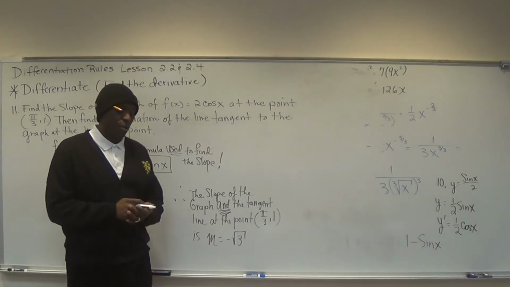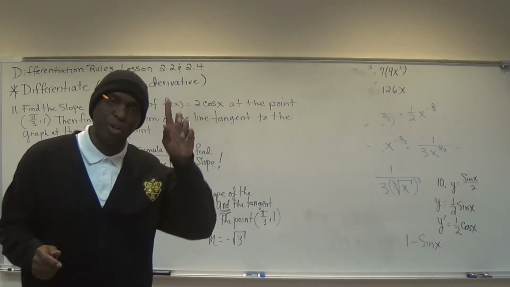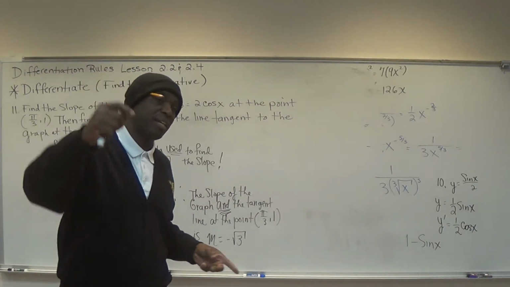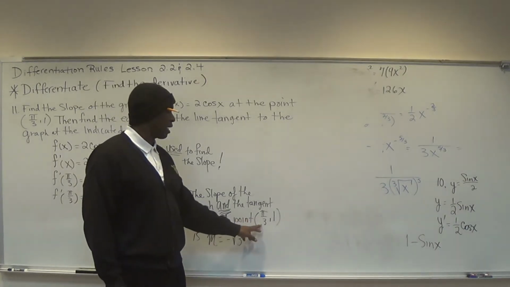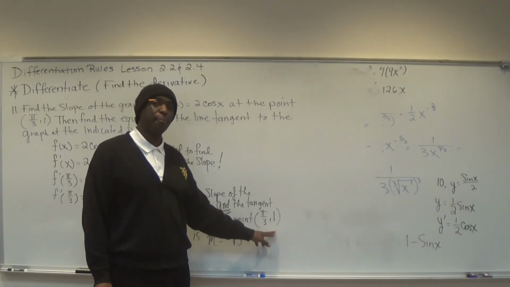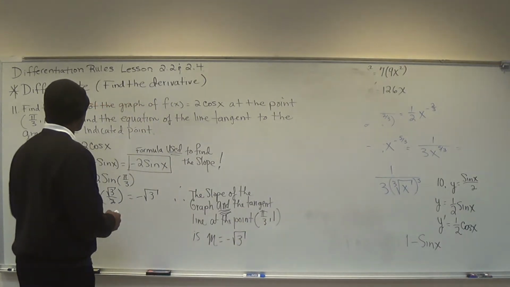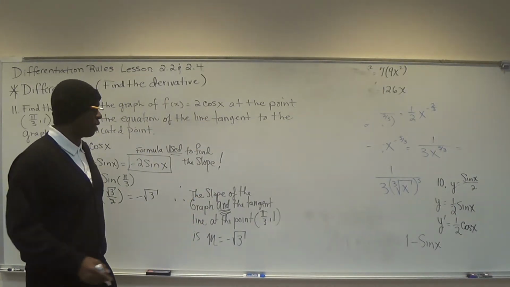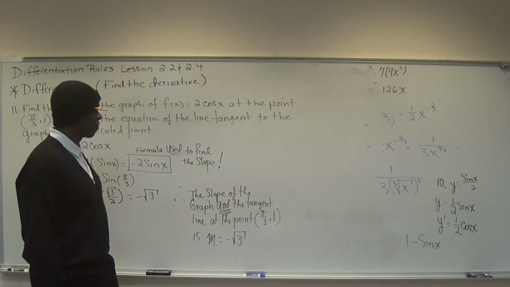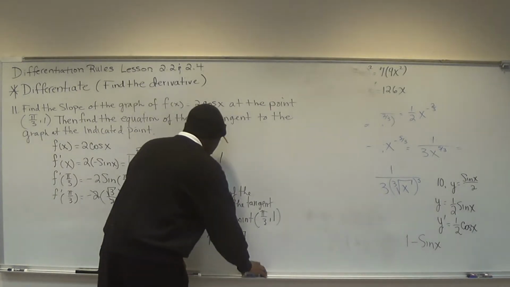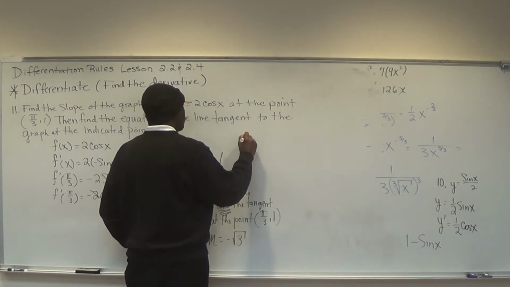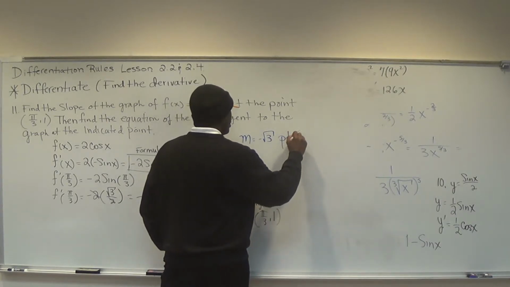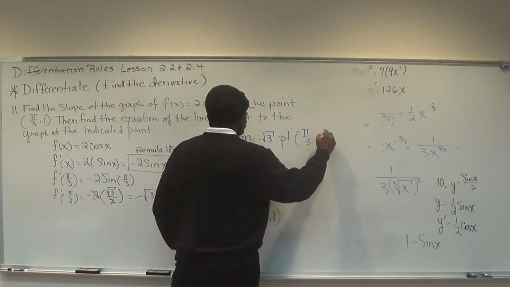There you go. So negative root 3 is the slope of the curve, the cosine wave, and it's also the slope of the tangent line at the point pi thirds, 1. All right, so we found the slope, but they also want us to find the equation of the line tangent. What's the equation of a line? Well, there's several ways we can go about it. We have the slope and we have a point. The slope, m, is negative root 3, and the point is pi thirds comma 1.